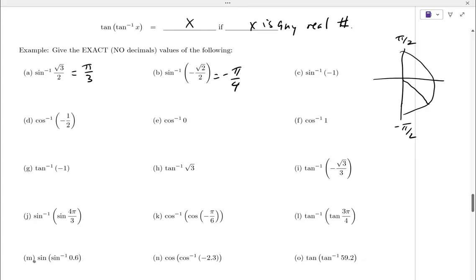Yes? So you wouldn't put 7 pi over 4? We wouldn't put 7 pi over 4 because of the restriction of the inverse sine function. It specifically has to be that. When we have a function, we put one thing in, we have to get one thing out. You're exactly right. Sine of 7 pi over 4 is negative root 2 over 2. Unfortunately, 7 pi over 4 doesn't fall on our restriction.